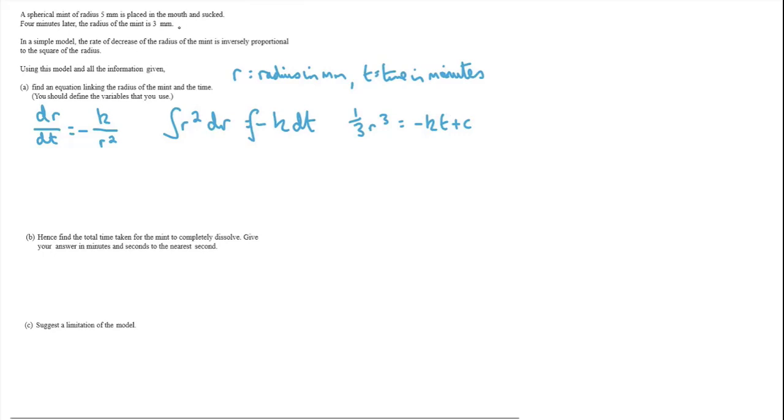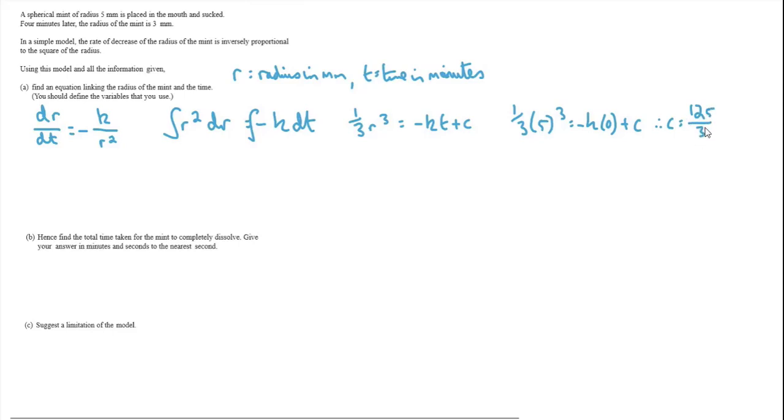Well, we'll now use the first couple of sentences. The idea that when it's first placed in the mouth, when time is 0 presumably, the radius is 5. So we'll say that a third of 5 cubed equals minus k times 0 plus c. Obviously the times 0 here is going to make the k term disappear. So c is simply going to be a third of 5 cubed, which is going to end up being 125 over 3. That's not going to simplify any further.